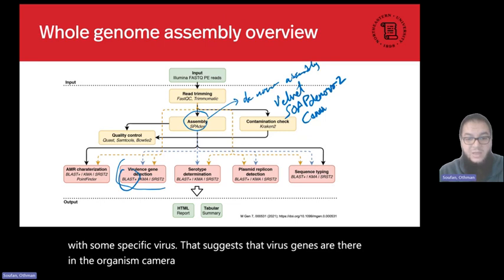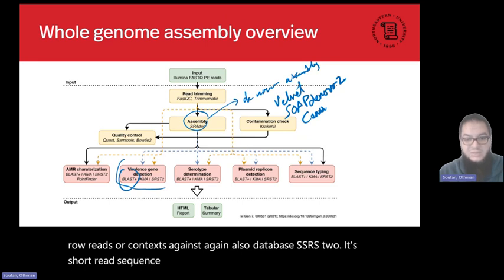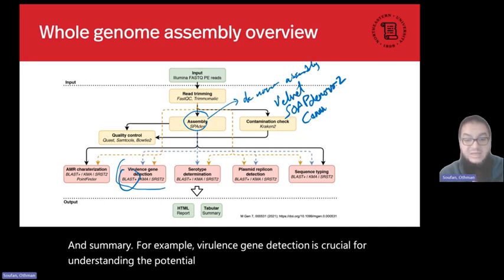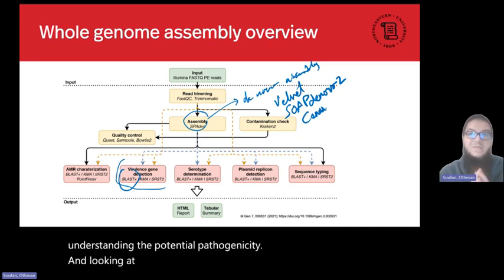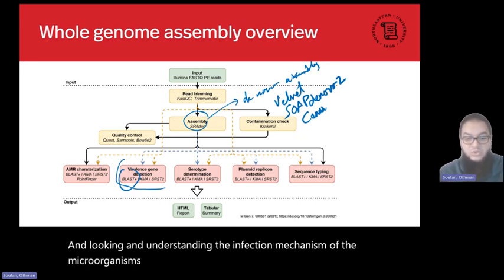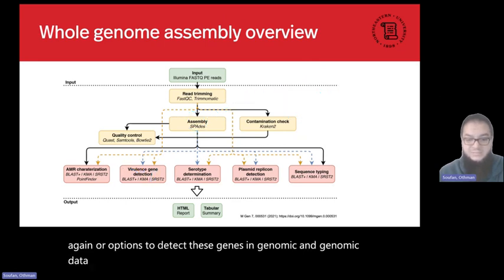KMA, or k-mer alignment, is designed to map raw reads or contigs against, again, a database. SRST2 is short read sequence typing for bacterial pathogens, and so on and so forth. So in summary, for example, virulence gene detection is crucial for understanding the potential pathogenicity and the infection mechanism of the microorganisms. These tools offer different methodologies, or options, to detect these genes in genomic data sets.